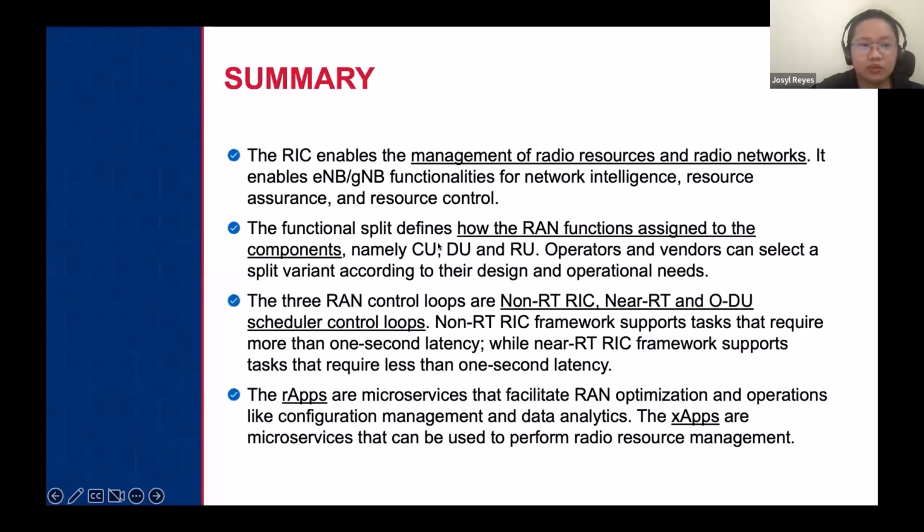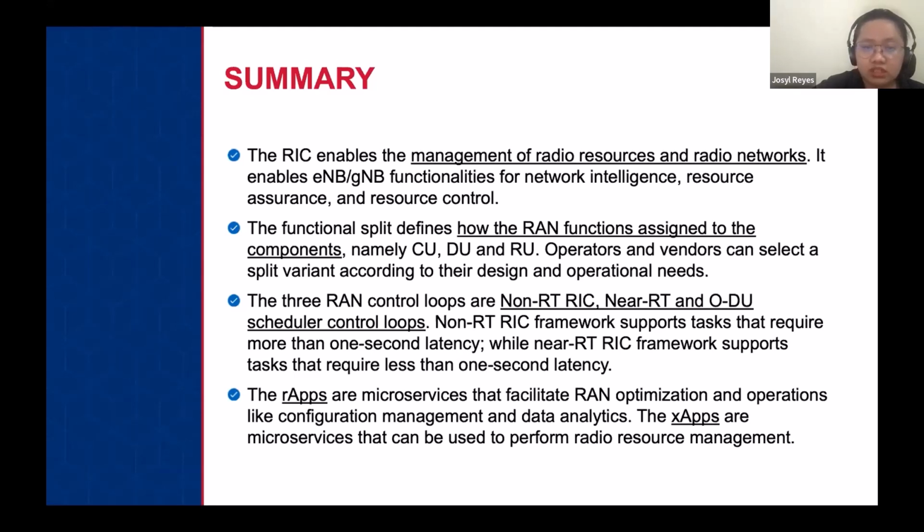So just a summary, before we end, we're looking at the RIC as the enabler of the management of radio resources and radio networks. It enables functionalities for network intelligence, resource assurance, etc. And the functional split is defined so that we know which RAN functions are assigned to each component, to the CU, DU, RU. And then the vendors, the operators, can select which split variants are appropriate. The three RAN control loops are non-RTRIC, near-RTRIC, and ODU scheduler control loops.